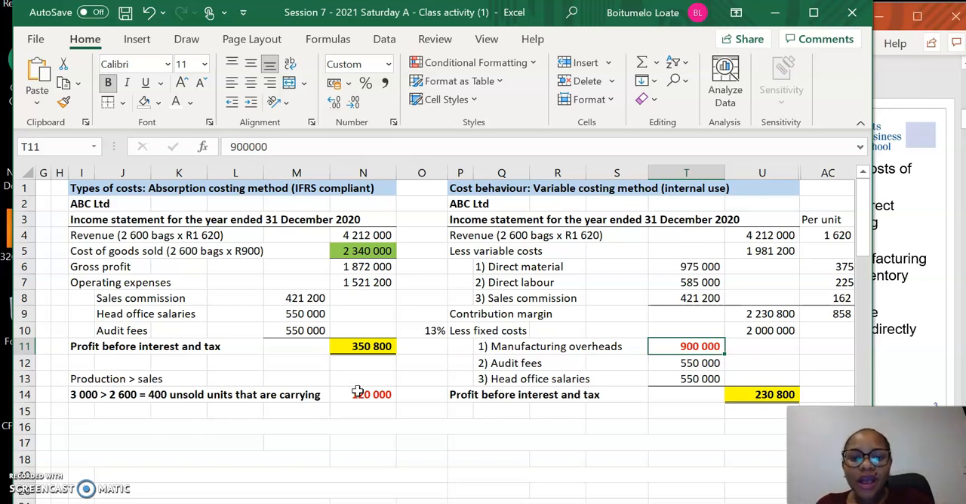Whereas the variable costing income statement looked at revenue less the full variable costs. We got to a contribution margin, and then we subtracted all the fixed costs incurred during that period. I'm not splitting out what's sitting in inventory and what was sold. The full amount of the costs comes through in that way. That's how we distinguish between the two types, the absorption and the variable costing method.